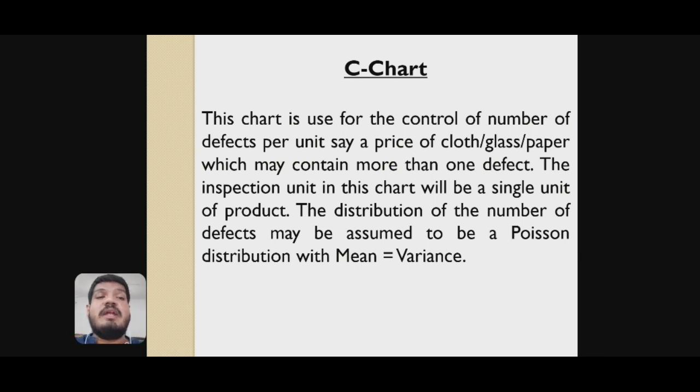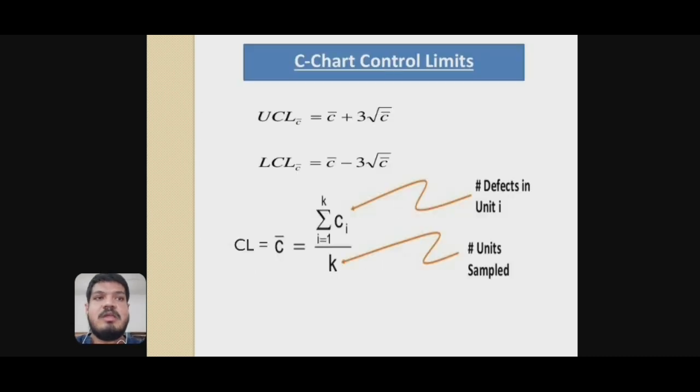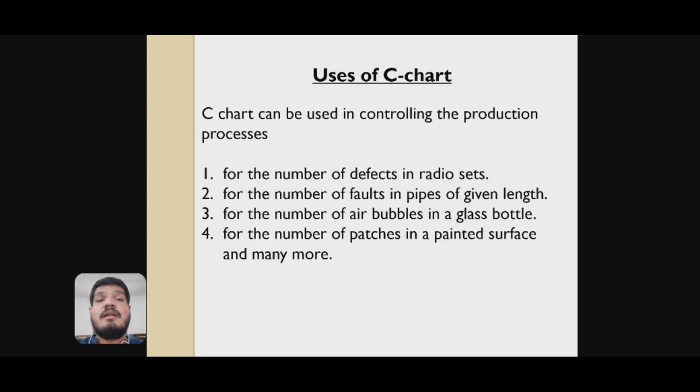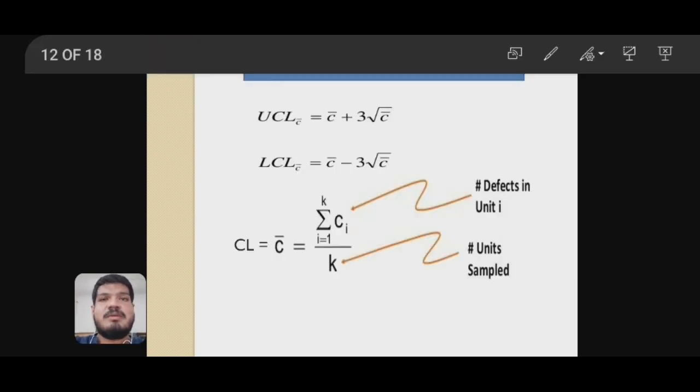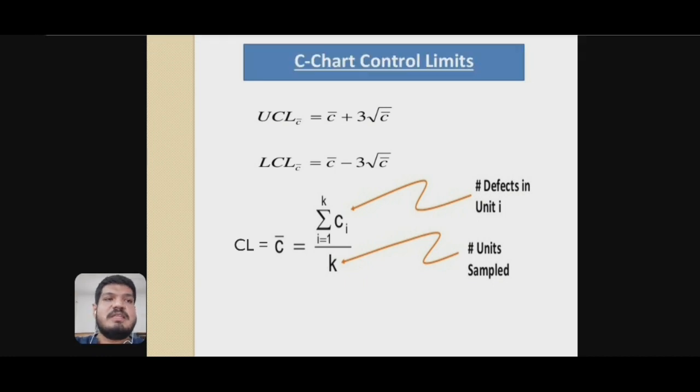In the inspection unit in this chart will be a single unit of product, and the distribution of the number of defects may be assumed to be a Poisson distribution with mean and variance the same. Okay. Now control charts for C can be given by CL, UCL and LCL. So CL is C bar, and the value to find C bar is summation Ci upon K, and UCL is given by C bar plus 3 under root C bar, and LCL can be given by C bar minus 3 under root of C bar.